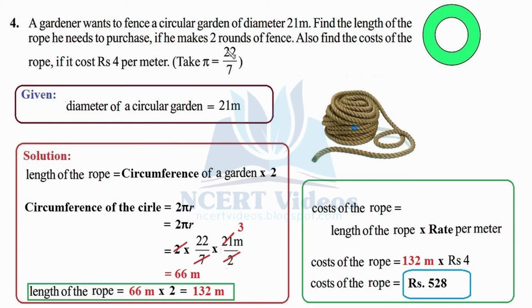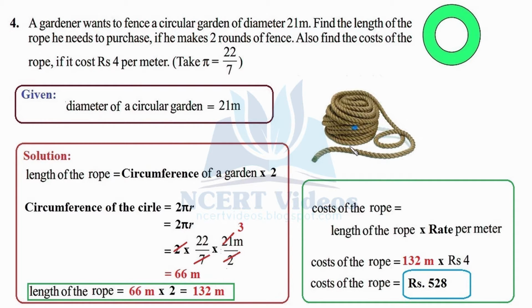2 pi, you have to take 22 over 7, because if you take 3.14, calculations will go complex. So always use the given part. Into radius, which is obviously half the diameter, and the diameter was 21 meter over 2. Simplify it. 1 7 is 7, 7 3s are 21. If you had taken 3.14, then cancelling could not be done. That's why you have to take the given value. Now 2 cancel up. 22 3s are 66 meter, and we have to take it twice because we have to make 2 rounds. 6 2s are 12. Again 12 plus 1 is 13, 132 meter. So we have found the length of the rope.